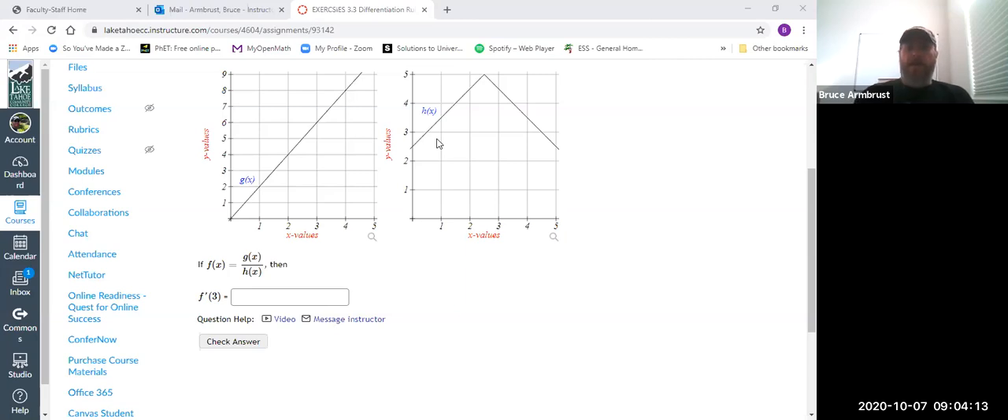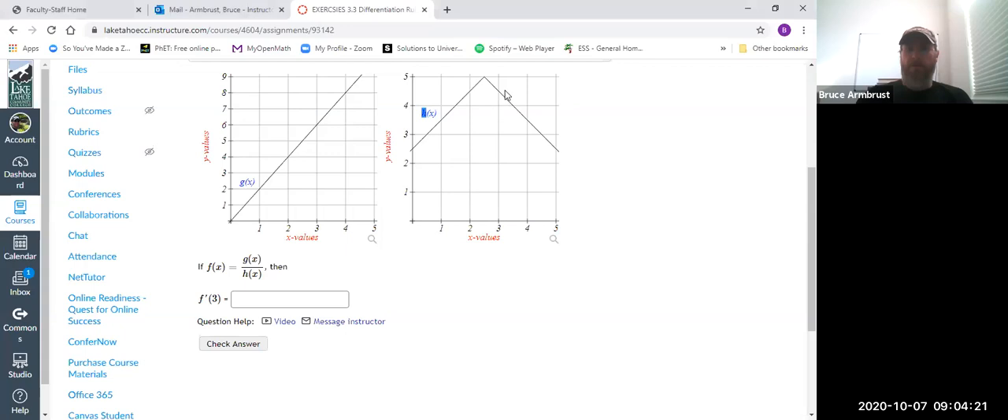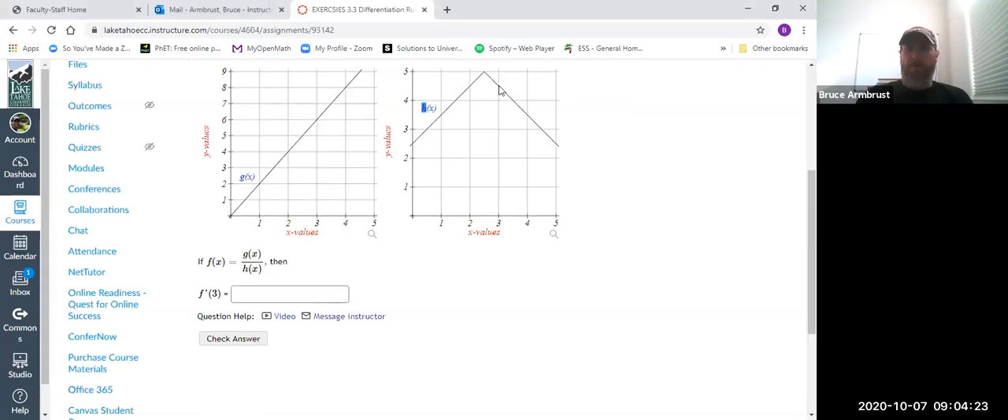Okay, so let's go to H. So same story, but now we're over here. And we want to know what is its slope. Okay, well, again, at this point, we're on a line. So the tangent line is this line, the piece of the absolute value that's over here on the right. So the question is, what is that slope?